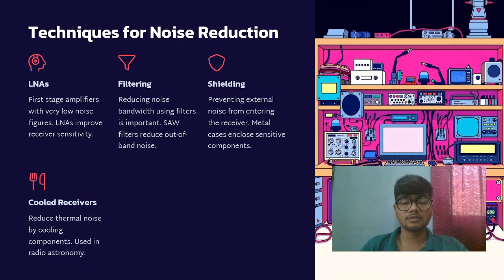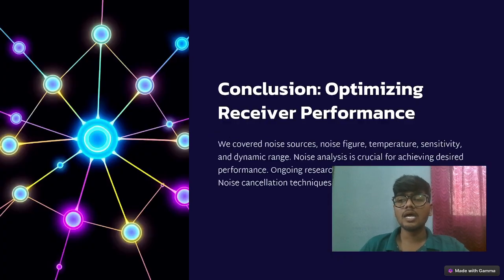in radio astronomy. Conclusion: receiver performance. We covered noise sources, noise figure, temperature, sensitivity and dynamic range. Noise analysis is crucial for achieving desired performance. Ongoing research focuses on low noise components. Noise cancellation techniques are also advancing.